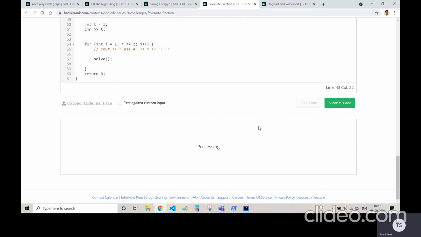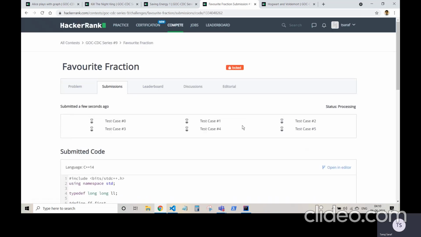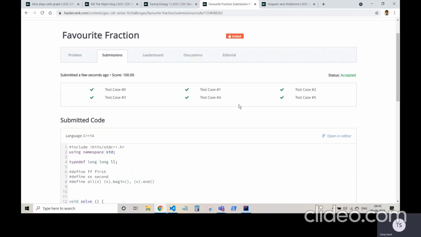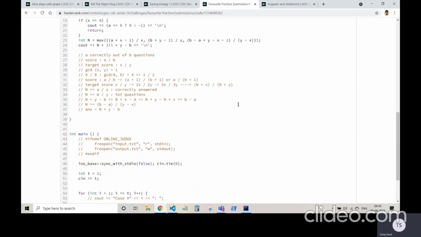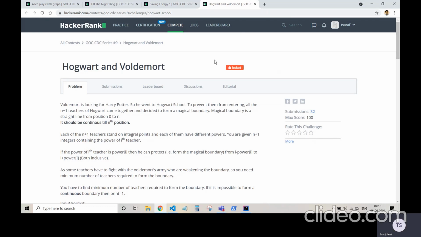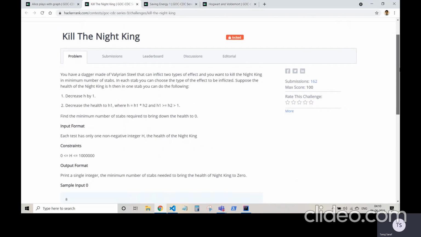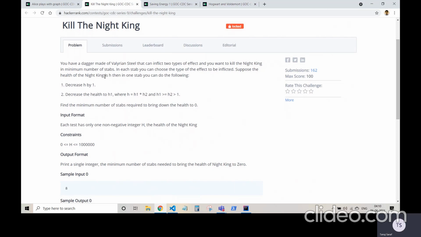Okay. So we pass the sample test cases and let's submit it. Okay, we have solved this problem, and yeah, I think this one was an easy one. We just had to stick with some maths and find out the three inequalities. Okay, let's move to the next problem. Yeah, I think this one is good.